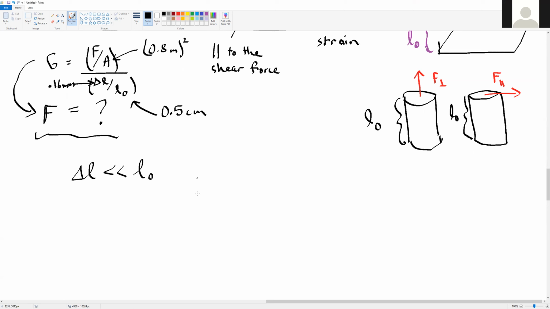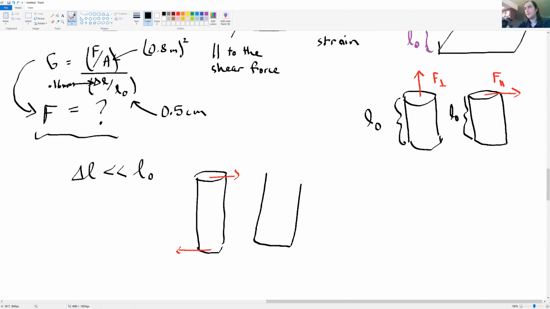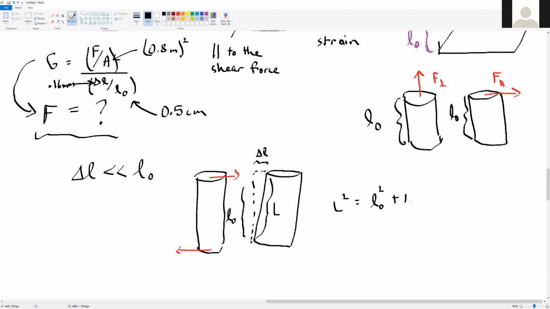So in reality, we have something like this where it looks like this, and then there's some shear force on it, like this, and then it virtually looks the same. It's just slightly slanted. This is slightly exaggerated here, but if we were to draw the triangle, this would be delta L. This would be L0. And then this maybe would be, let's call it capital L. And capital L squared would be L0 squared plus delta L squared.